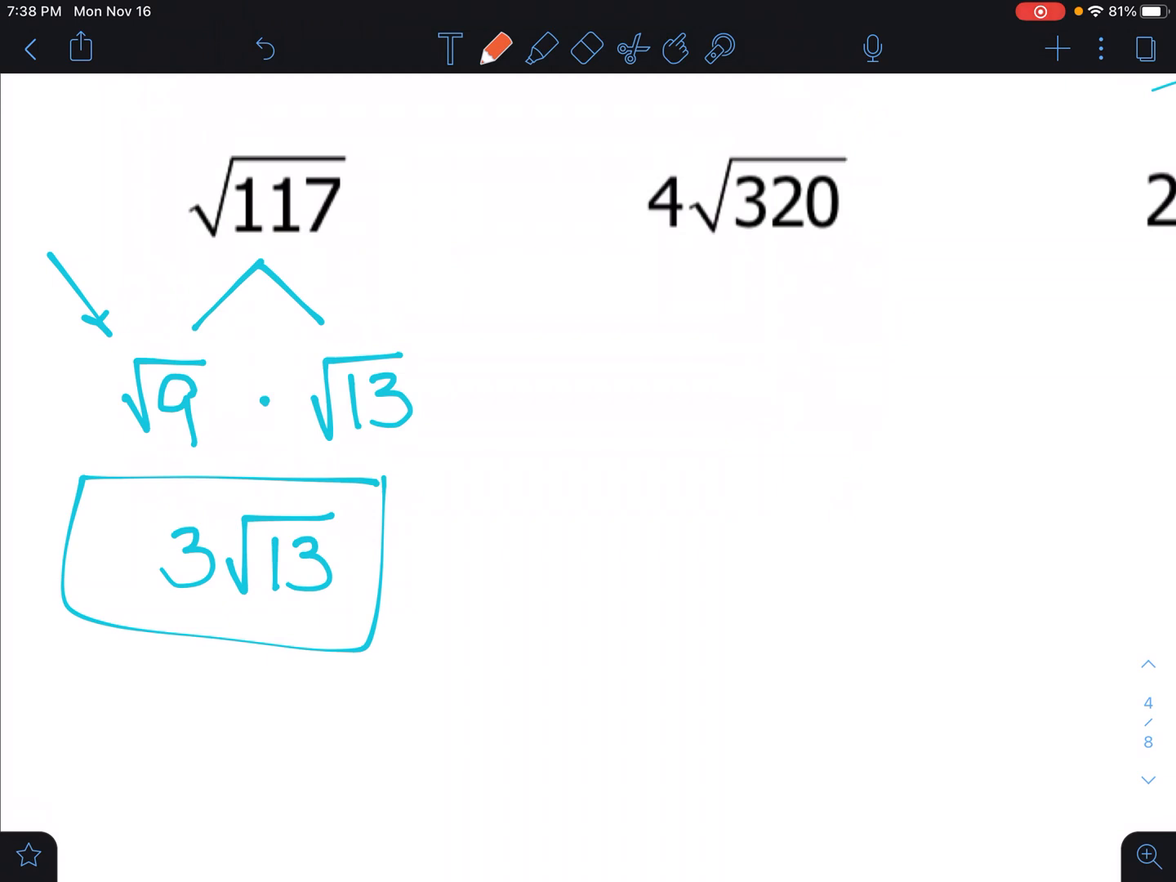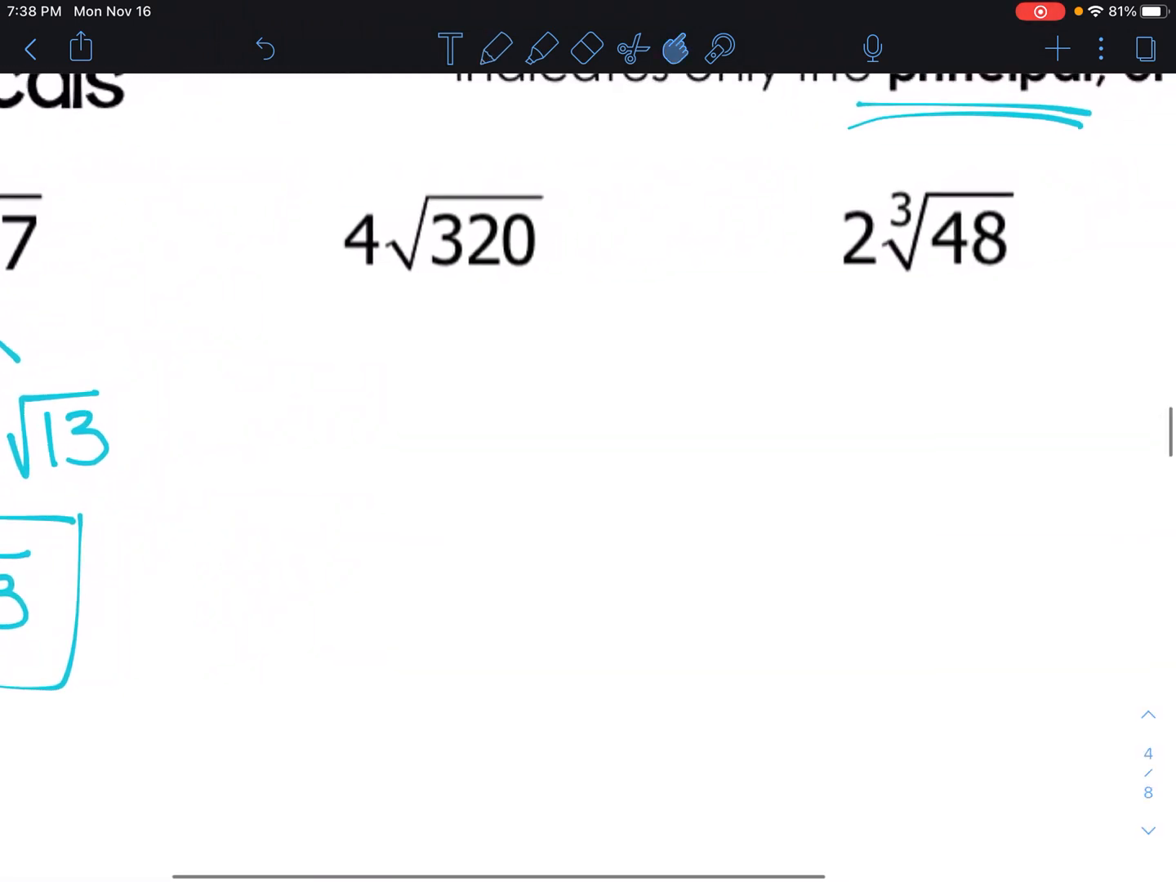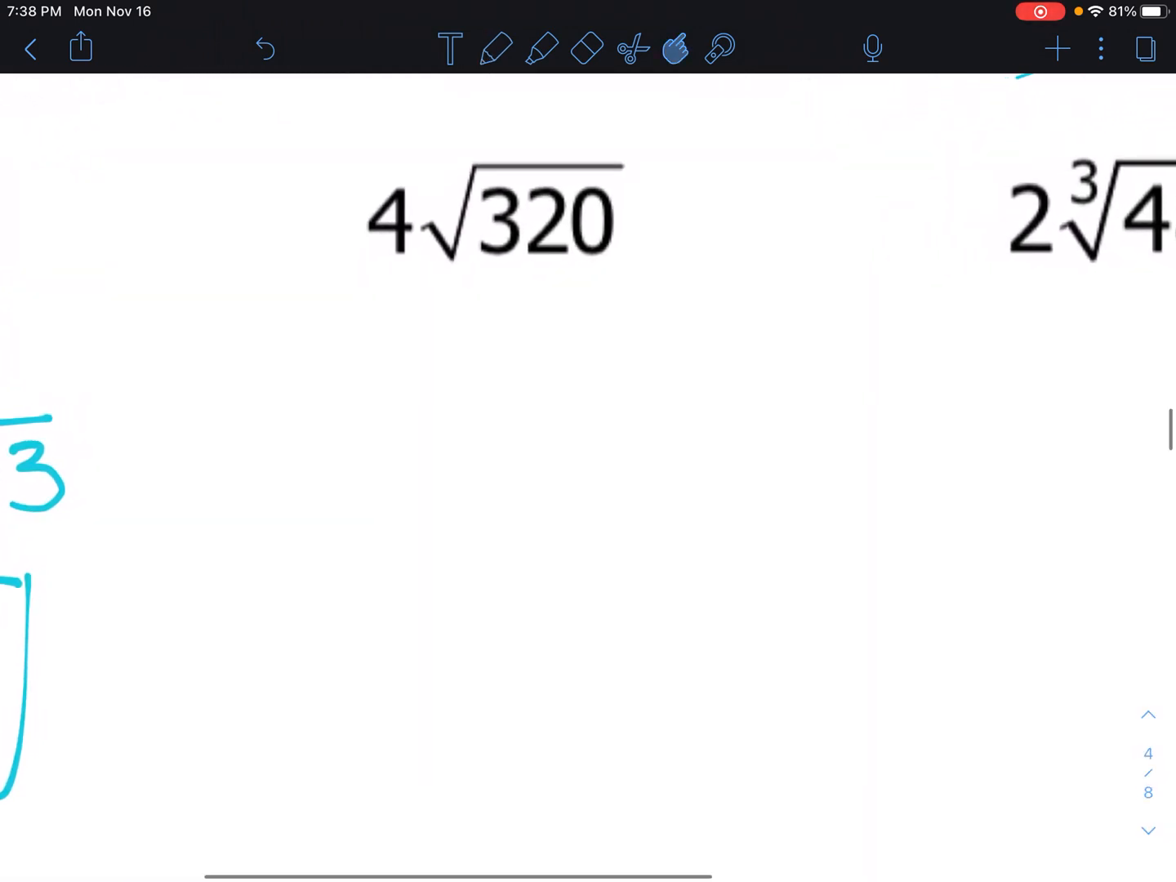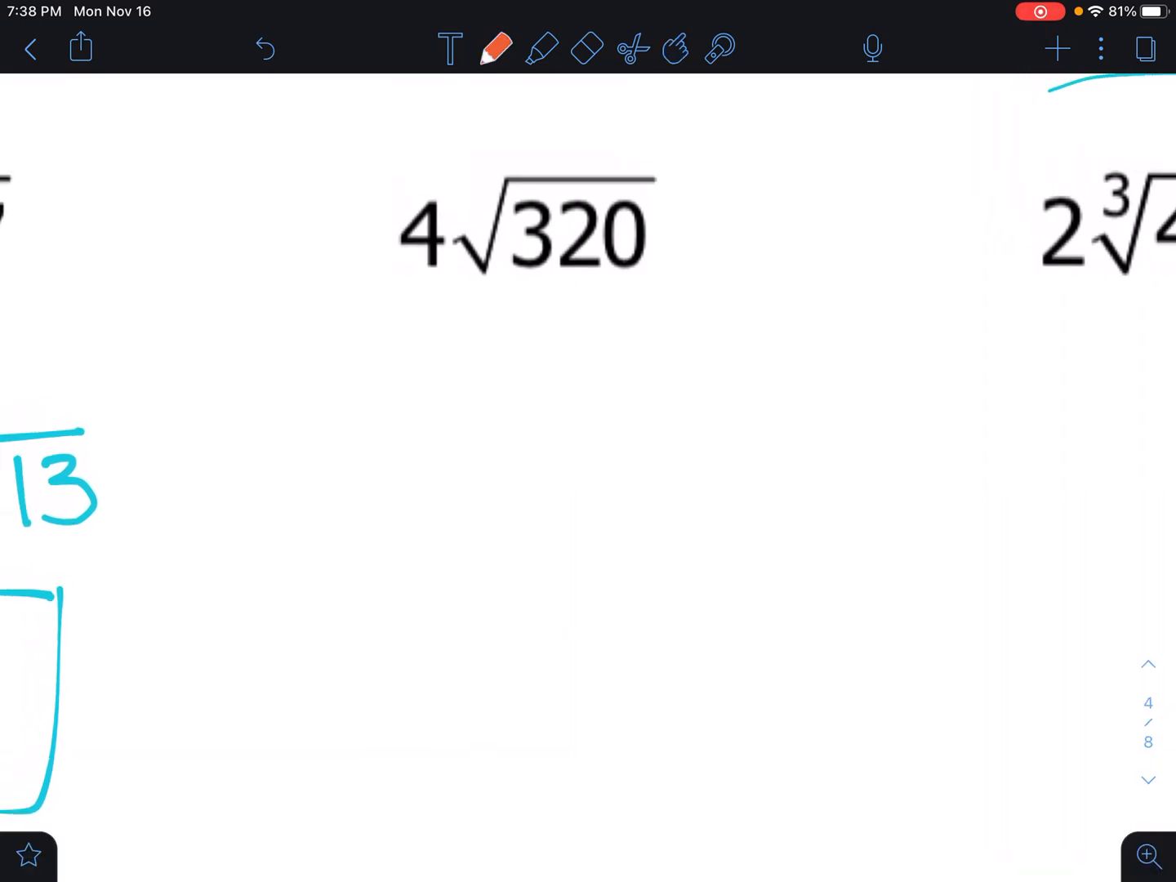Okay, so the trick really is about finding the biggest perfect square that goes into the radical. So first I have 4 times, this is 4 root 320, so this is really 4 times, and now I'm going to break this apart. So put the perfect square times the other part.